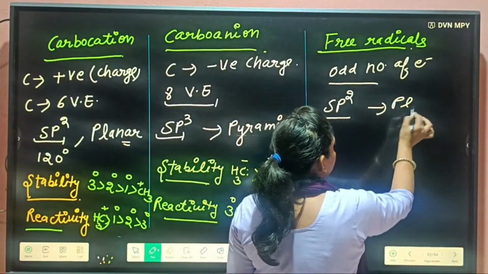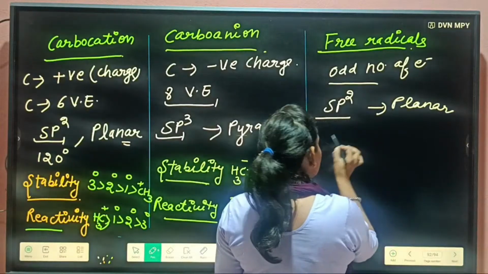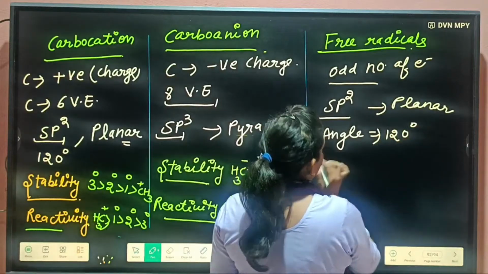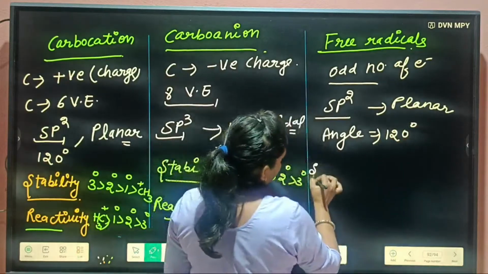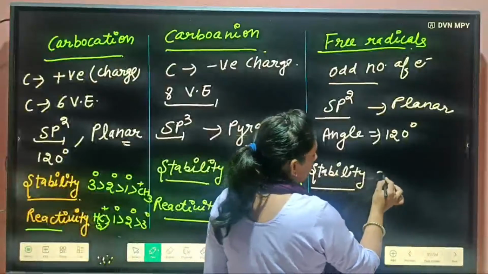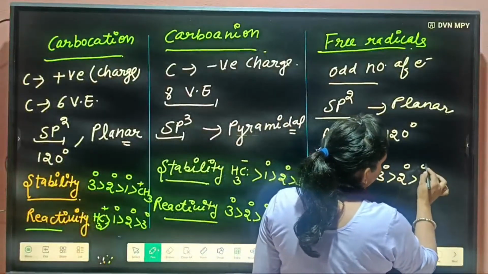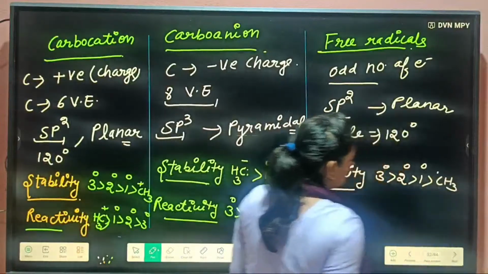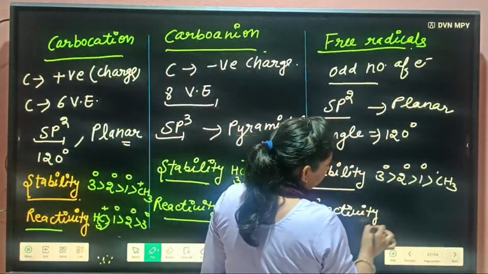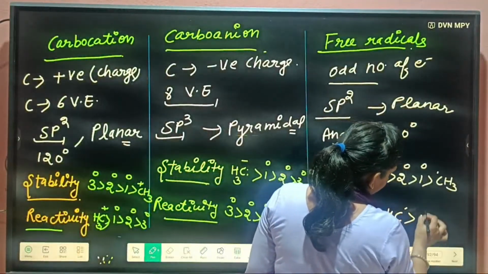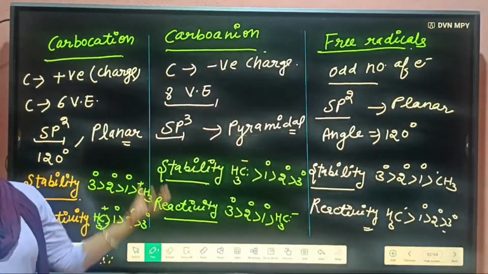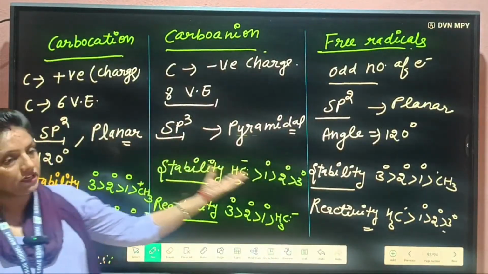Then sp2, structure planar, angle 120, and then stability same as carbocation: tertiary, secondary, primary and methyl, and reactivity opposite. These are the main points for these intermediates you will learn.